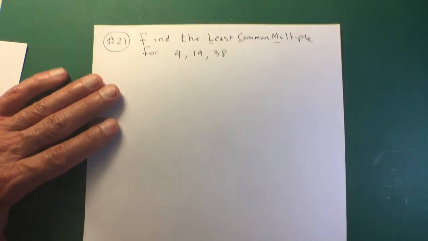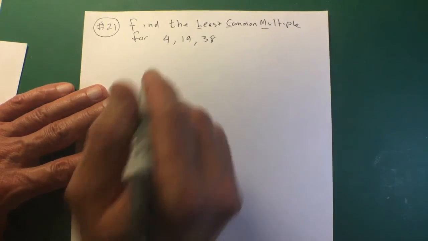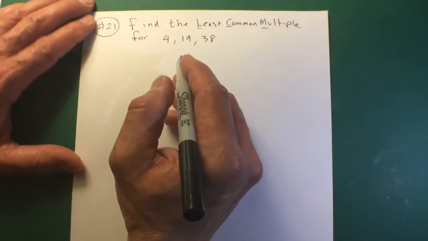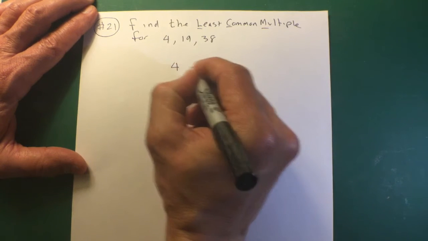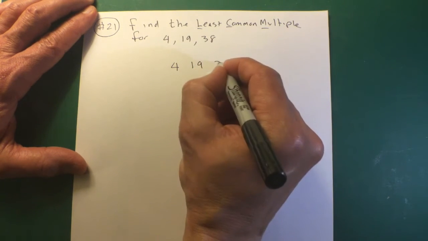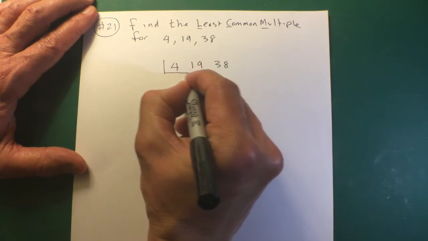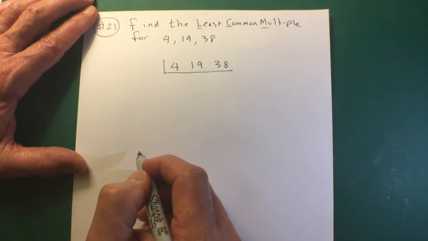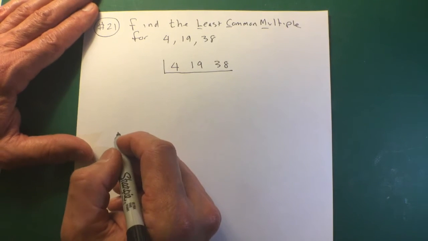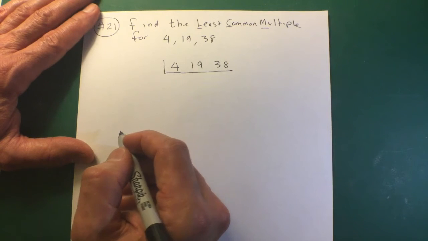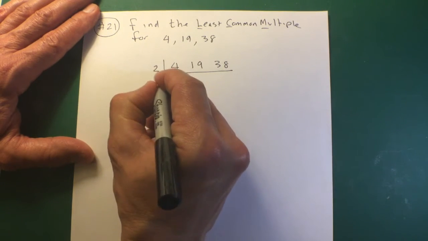Okay, there is one way that I've taught you in the past, and I like this method, but for this particular one, it's a little bit tricky. So I like to just do 4, 19, 38. You can put all three numbers in there. We're going to do kind of like the ladder method. And what the ladder method is, you have to look for a divisor that's a prime number. So 2 is a prime number.